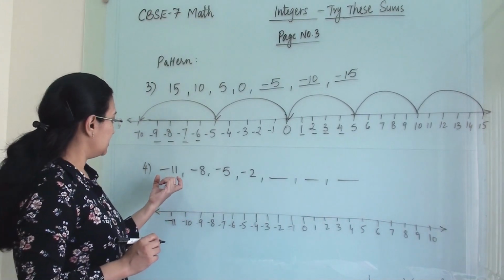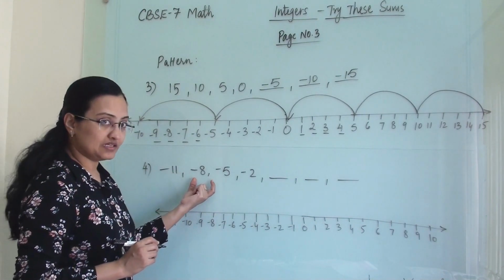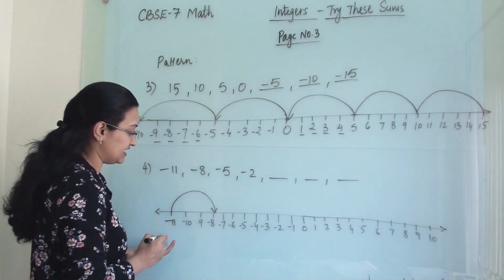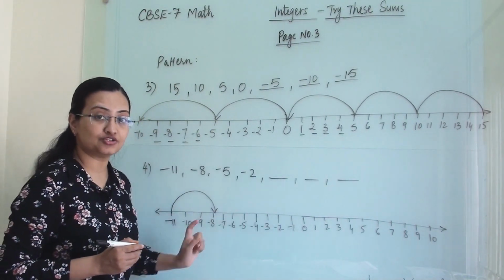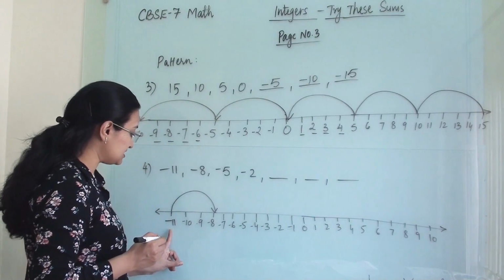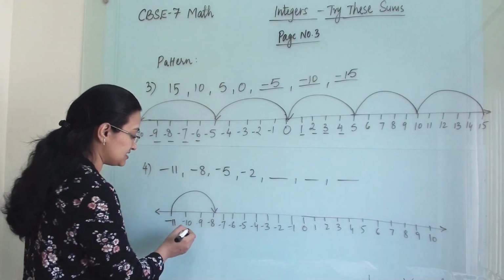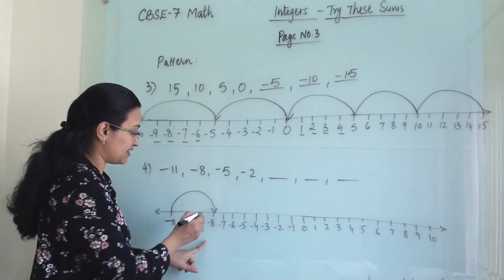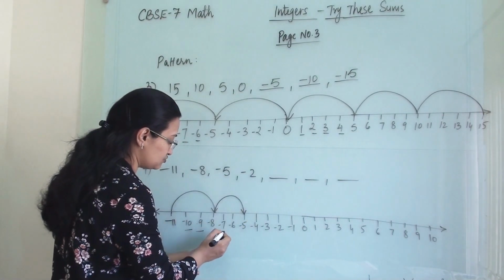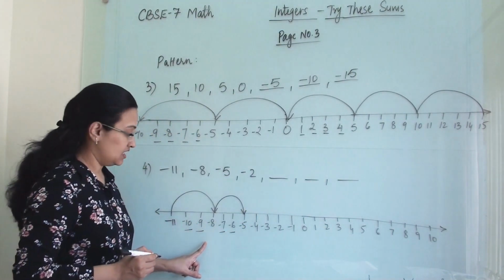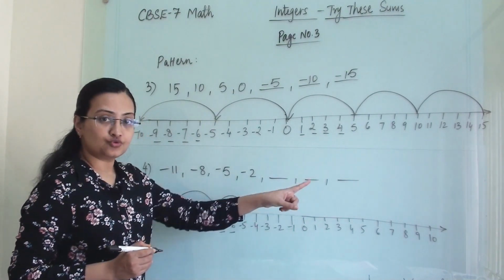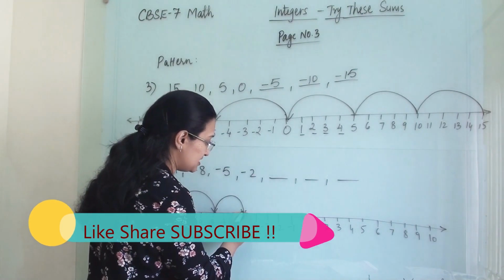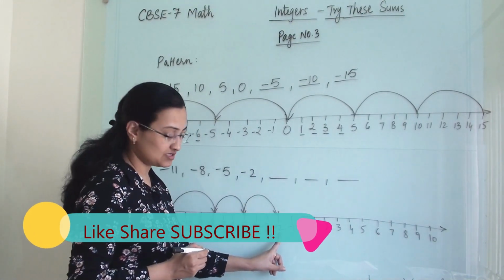The next pattern: minus 11, then minus 8. From minus 11 we are going to minus 8. In which direction are we going? Towards the right hand side. So minus 11, and we got minus 8. In between we skipped 2 numbers. After that, minus 5. So we skipped 2 numbers, and our direction is towards the right hand side. So again we skip 2 more numbers and we will get minus 2 here.